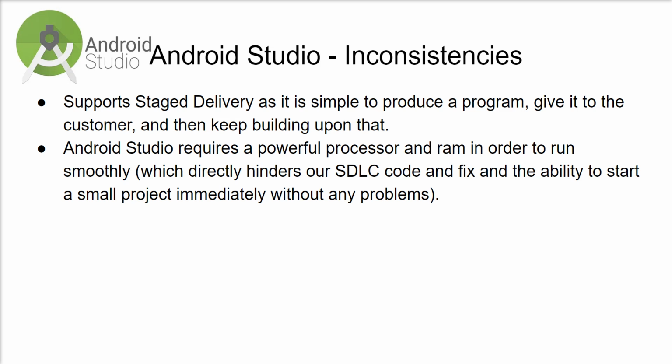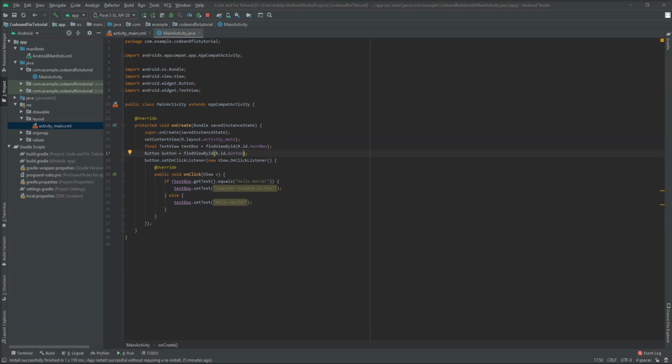Let's take a look at a real-world application in Android Studio. All right, here we are. So here we have a simple program where there's one page, and the user clicks a button and it'll change the text between Hello World and Computer Science is Fun.